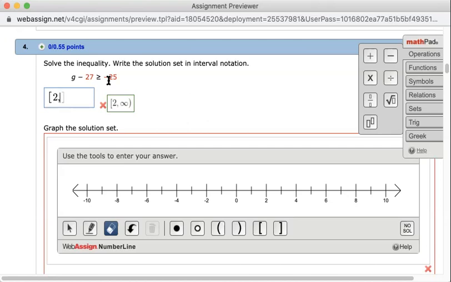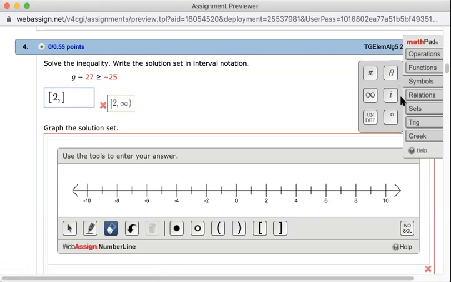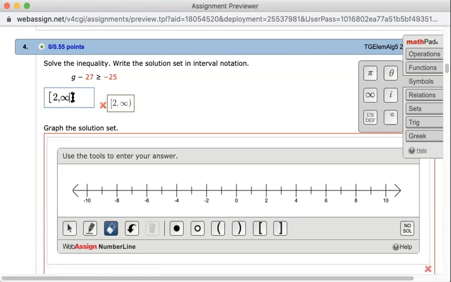to go on forever and ever and ever to the right, I go into symbols right here. And inside symbols, I'll see I've got all the interesting stuff like pi and theta and i and degrees. And I think this means undefined. I'm not sure. I haven't played with that one, but I'm going to click on the infinity. And you'll notice that it very helpfully finishes this with a bracket. And I'm going to say, no, silly rabbit. Brackets are for real numbers. Infinity is a concept. And so we end this interval with a parenthesis, not with the bracket.